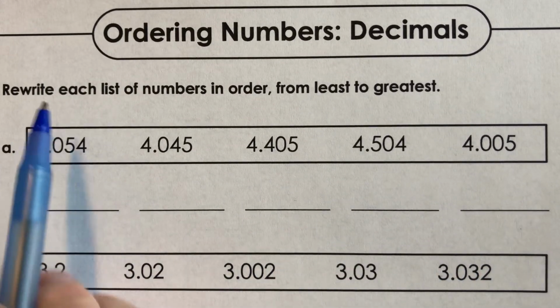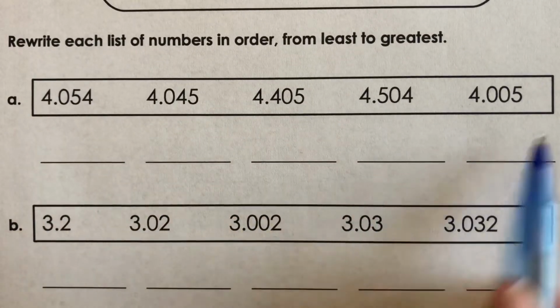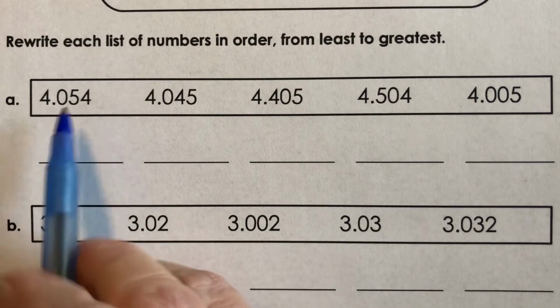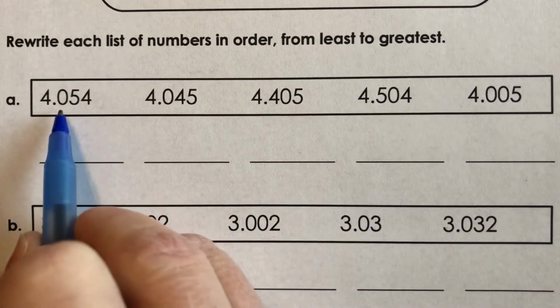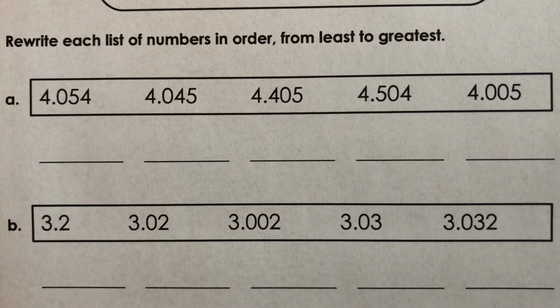So it says here to rewrite each list of numbers in order from least to greatest. Now when we're comparing decimal values, we like to have the same number of places to the right of the decimal point, right? It's just like we like to have the same denominator when we're comparing fractions. We like to have them all going to the same place. And it looks like every single one of these goes to the thousandths place.